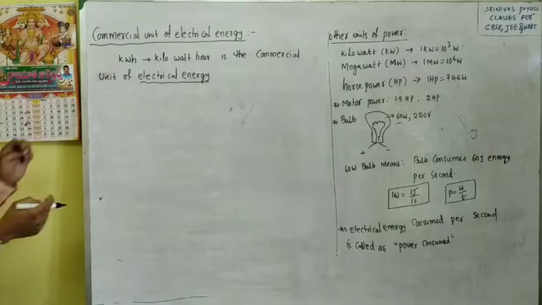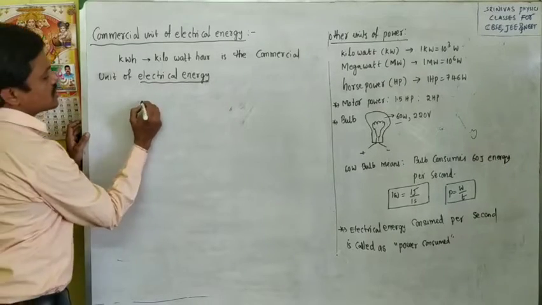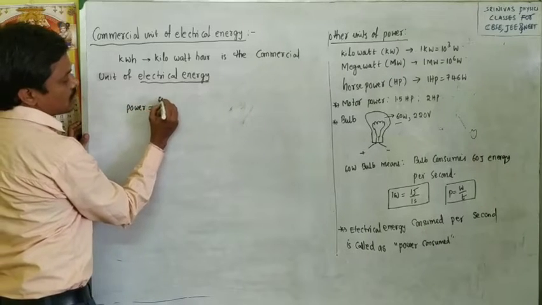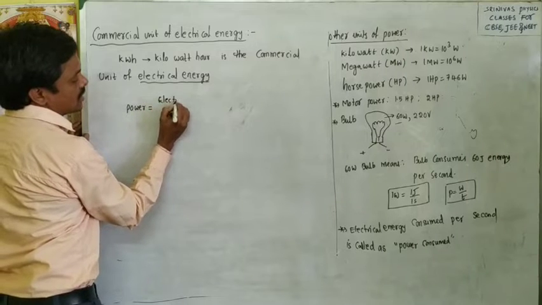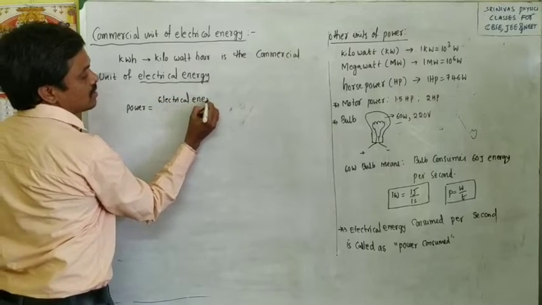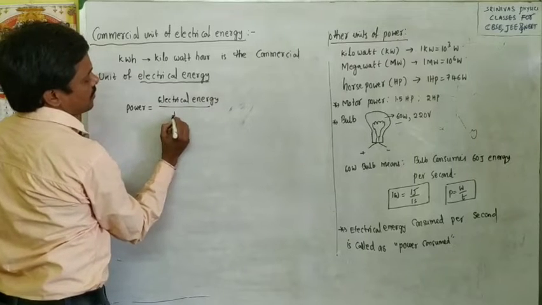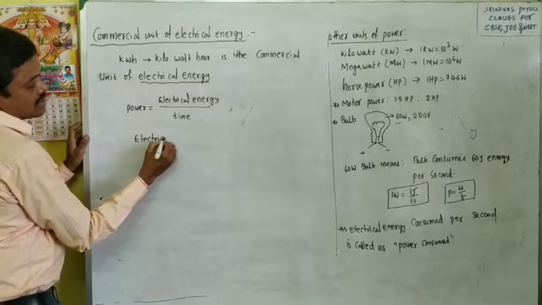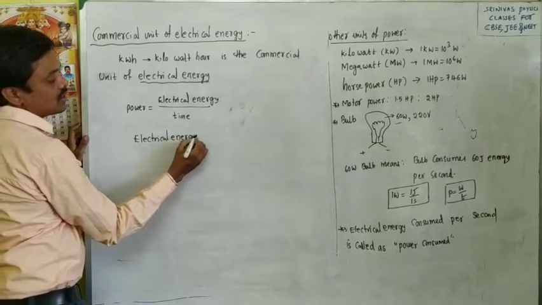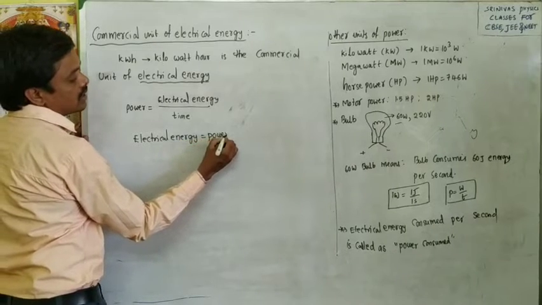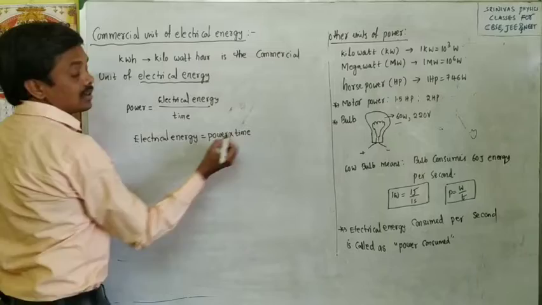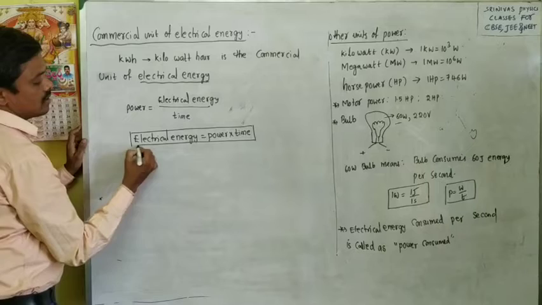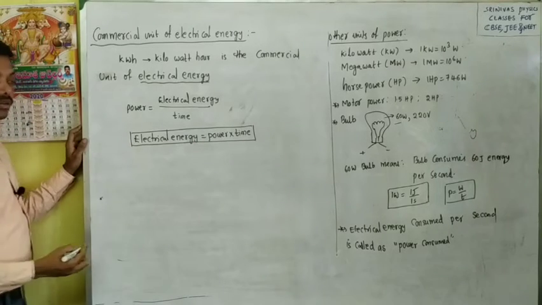Sometimes watt hour also we will use. How is this? We have the power formula, right? Power is work by time, work is equal to electrical energy, so power is energy by time. Then what will you get for the electrical energy from this? Electrical energy is equal to power into time. This is the electrical energy formula, that is power into time.